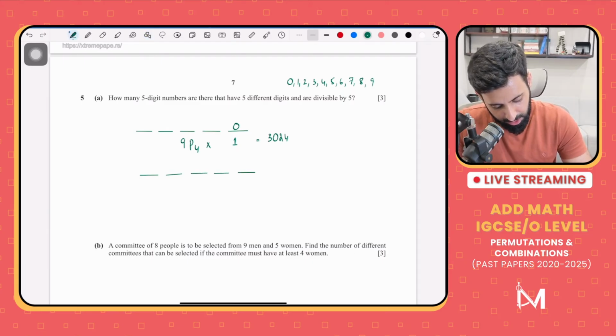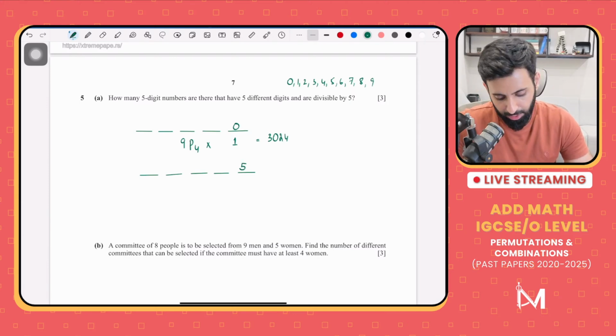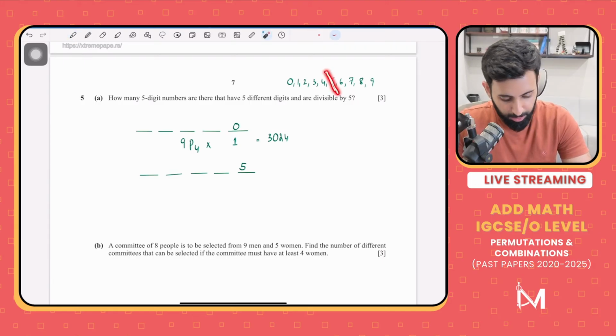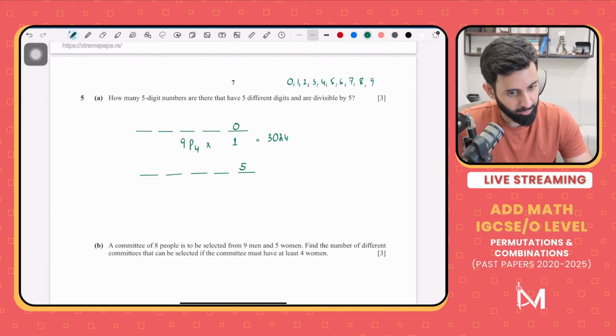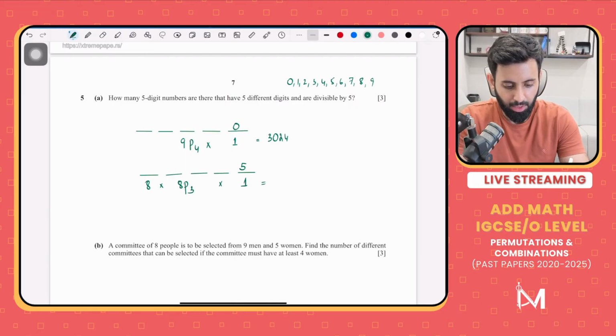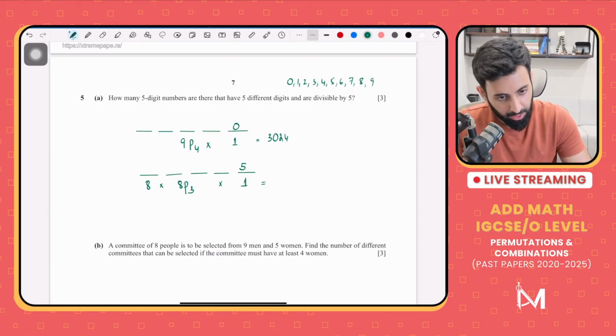Another way that you can make sure that the number is divisible by 5 is by having a 5 as your last digit. Now here is where things can be a little tricky. Now we've used 5. That means technically we're down to 9 digits, but we can't use all 9 of them, because we can't have a 0 in the first place. So that means we have 8 options for the first place. And once again, we started with 10, now we've used 2, so we're down to 8, and we have to arrange 3 of those. So that's 8P3. So 8 into 8P3 times 1 is equal to 2688. Now let's add them up. 2688 plus 3024 is equal to 5712.